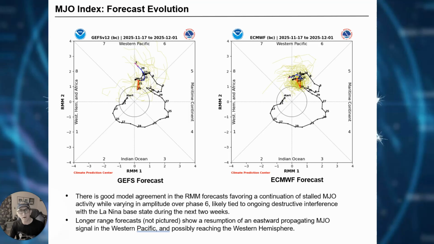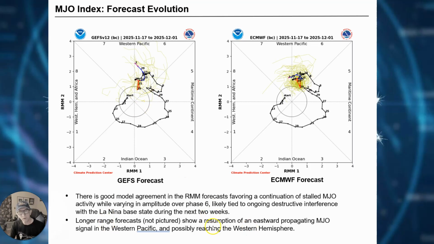So here's a document from the Climate Prediction Center, issued on the 17th, probably be issued again on the 24th. It depicts the MJO here, and they also state there's good model agreement favoring continued stalled MJO activity with varying amplitude over phase 6, likely tied to ongoing destructive interference with a La Nina base state during the next 2 weeks.